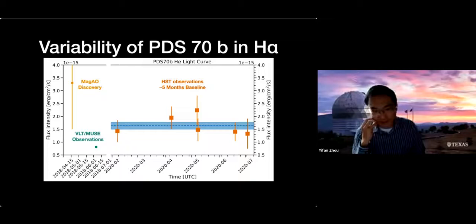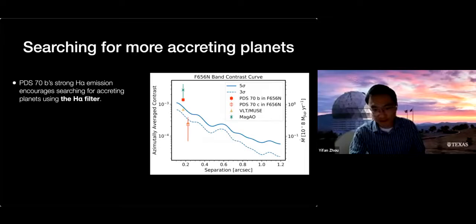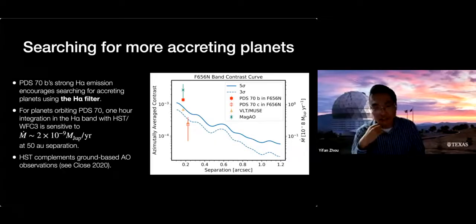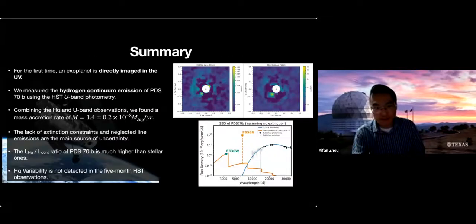So I think the best way to characterize whether the planet is variable in its accretion-related features is to have a dedicated observation to monitor whether the planet is variable or not. So I will skip this slide since the time is up and come to my summary slides.